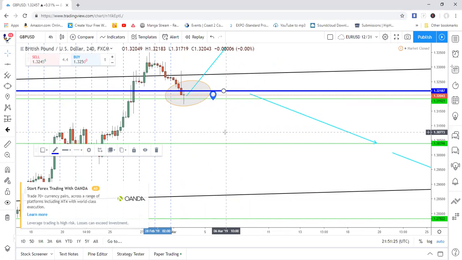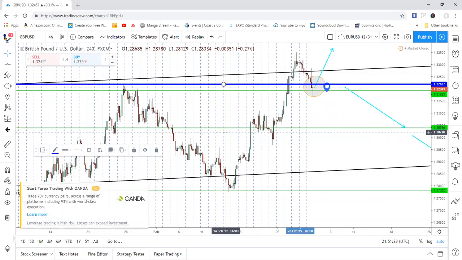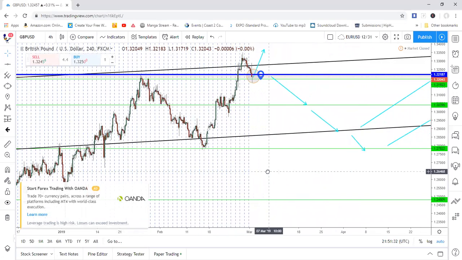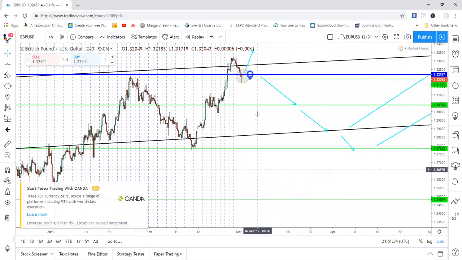So yes, this is my little analysis of the GBP/USD chart. So all in all, I'm really feeling like it's going to be a huge sell for this week. But again, like I said, just be patient and just wait and see what this actually does.